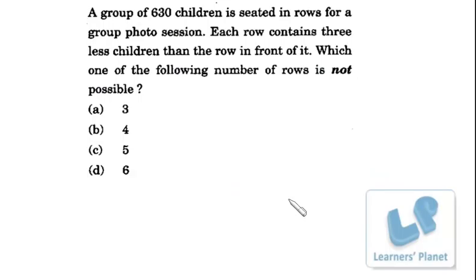A group of 630 children is seated in rows for a group photo session. Each row contains 3 fewer children than the row in front of it. Which one of the following number of rows is not possible?